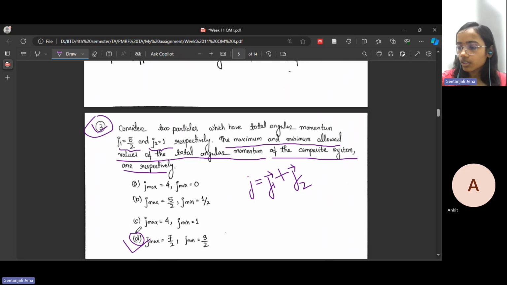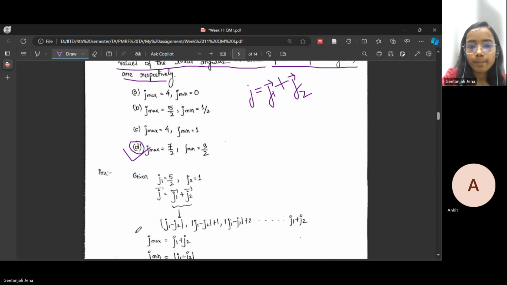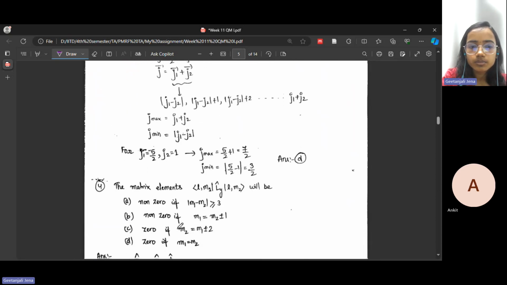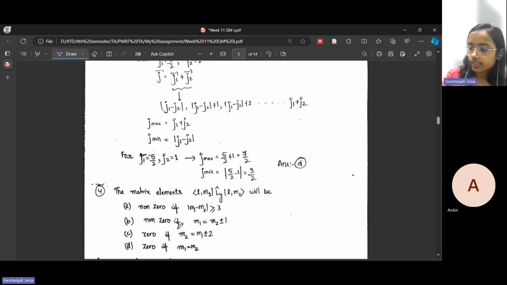So it is based on the concept. If you know the concept, then you can easily solve this problem. It is a two-line solution only. So this is how you can solve this one. So now let us move to the next problem.